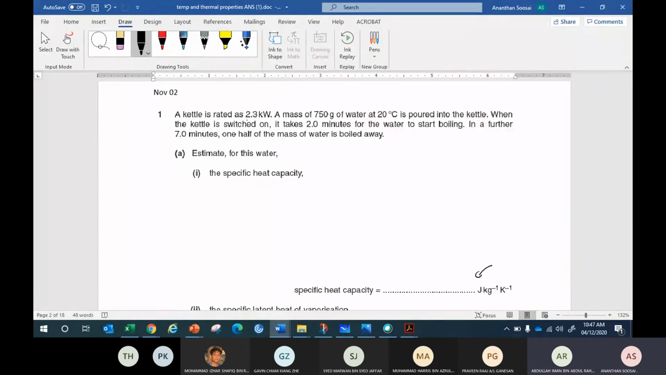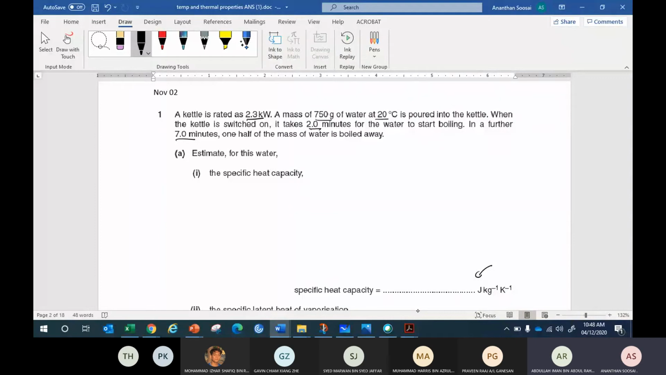A kettle is rated 2.3 kilowatts. A mass of 750 grams of water at 20 degrees Celsius is poured into the kettle. When the kettle is switched on, it takes 2 minutes for the water to start boiling. In a further 7 minutes, half of the water is boiled. Estimate the specific heat capacity of the water.